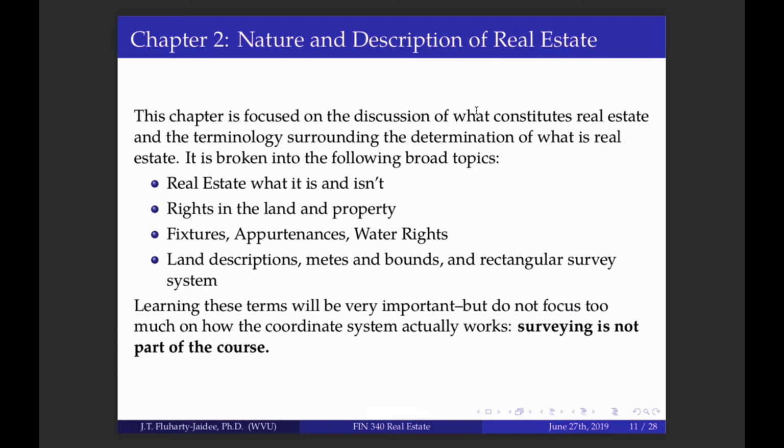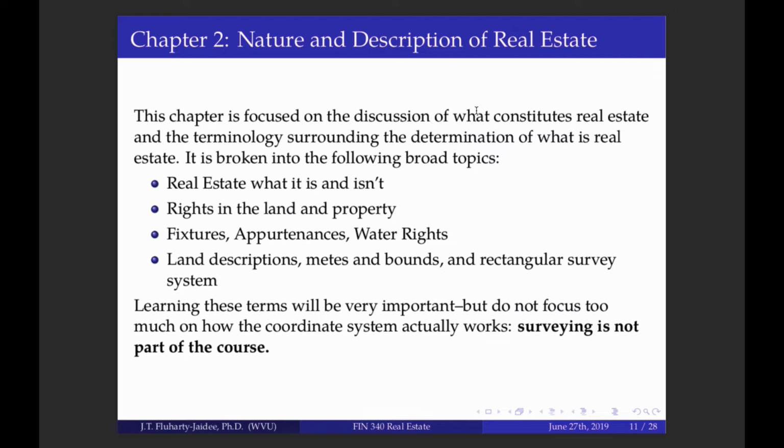Chapter 2 is focused on basically definitions in real estate and how do we identify what land constitutes real estate land and where is that land explicitly, and the terminology that surrounds that discussion. So we've broken this into really 4 large topics here: real estate, what is it and what it isn't; rights in the land and property, so what are some of the rights we have to discuss with respect to real estate; fixtures, appurtenances, water rights, land descriptions via metes and bounds, or the rectangular survey system.